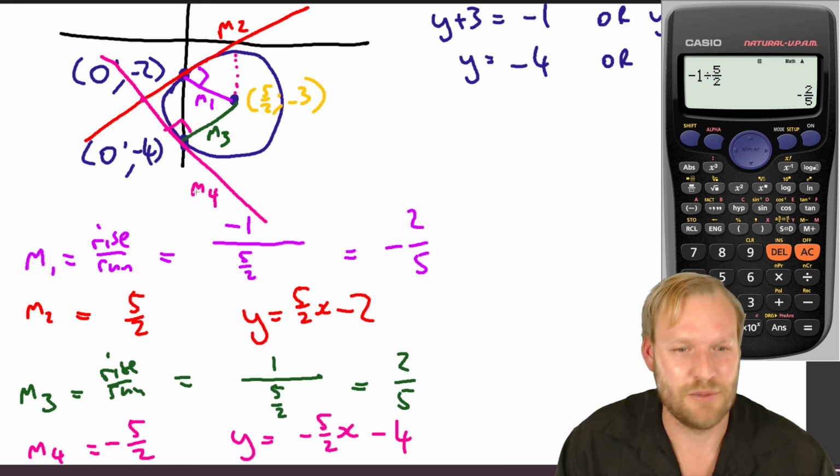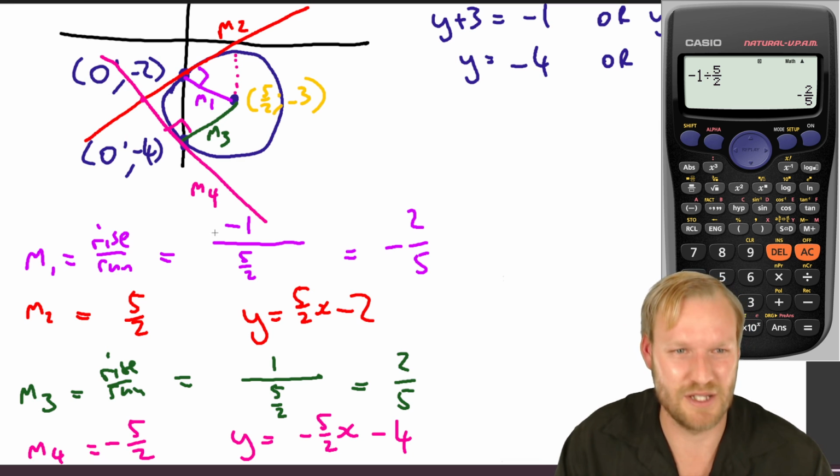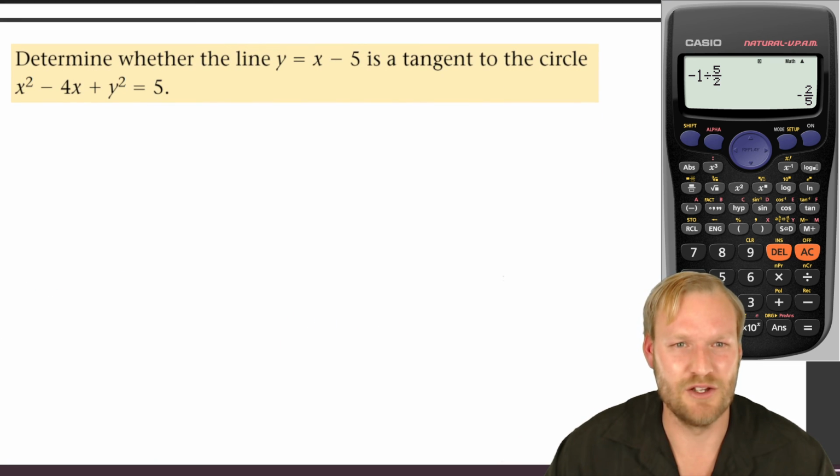Now, it just so happened that the gradients were 5 over 2 and -5 over 2. You will have to work out each one. There's no shortcut of going, oh, well, if the one's that, the other one's just the negative of it. It's not always going to be the case, just this one here. Okay, so I reckon we go for one last example.